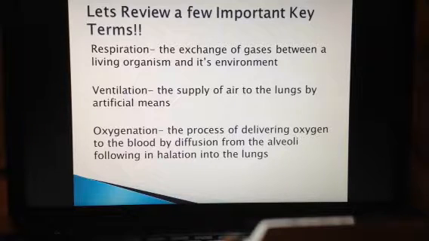So here's a few important key terms that I feel that we should review just because they go along with this whole CPAP presentation, and they're just very important. Respiration is the exchange of gases between a living organism and its environment. Ventilation is the supply of air to the lungs by artificial means. And then oxygenation is the process of delivering oxygen to the blood by diffusion from the alveoli following inhalation into the lungs.